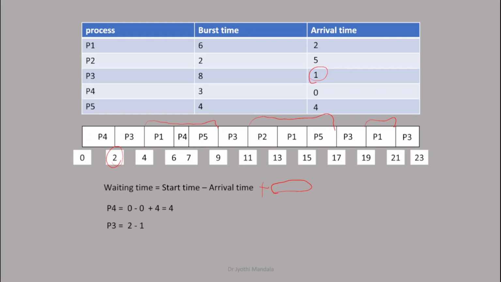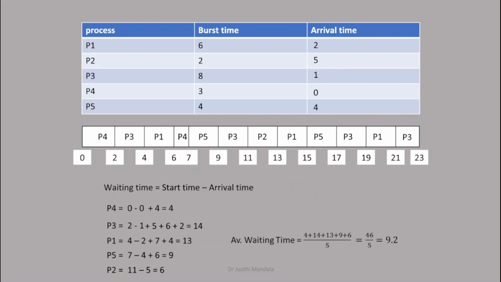So 2 minus 1, plus this highlighted in red, and this, and this. You can see from here to here 2, plus 1, plus 2, which is 5, and 2 plus 2 plus 2 which is 6 seconds, and this is 1 second. 19 minus 21 is nothing but 2 seconds. So a total of 14 seconds of waiting time. Similarly, P1, P5, P2 you can also calculate, and finally you can see the average waiting time we are getting is 9.2. I hope you are all clear with this waiting time calculation.